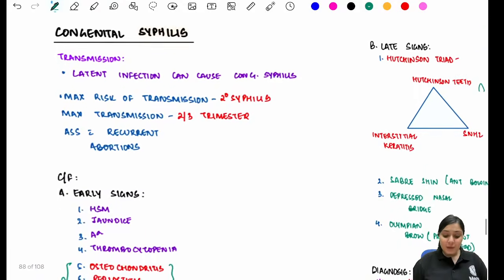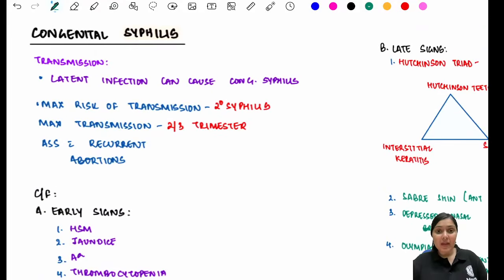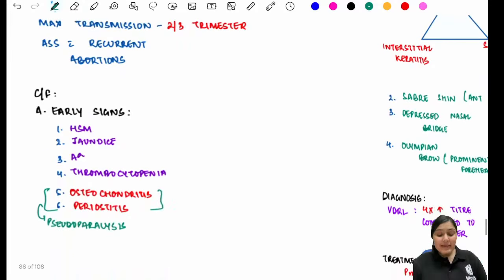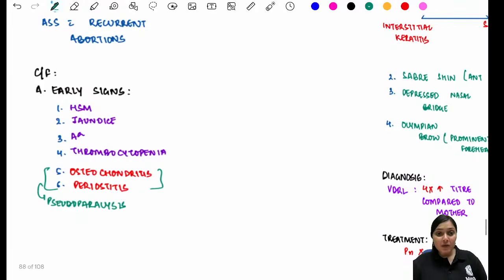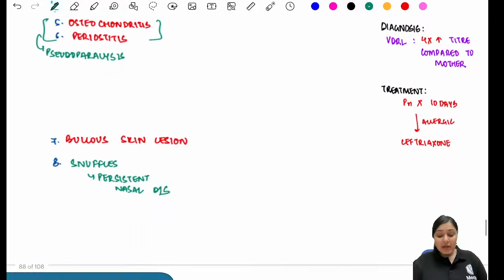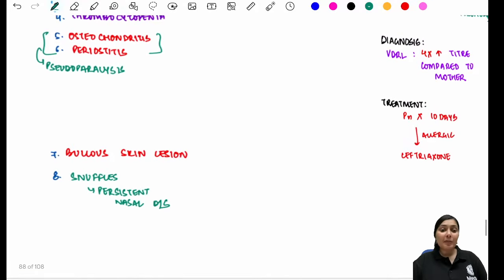And finally, let's move to our question, that is congenital syphilis. When we talk about transmission, the maximum risk is in secondary syphilis, and maximum transmission is in the second and third trimester. Also, if the mother has syphilis, there are chances of recurrent abortions. Early signs you see here are hepatosplenomegaly, jaundice, anemia, thrombocytopenia. In bones, you can see osteochondritis, perichondritis, and because of this inflammation of the bones, you have pseudoparalysis. There can be bullous skin lesions and typical snuffles, that is persistent nasal discharge.